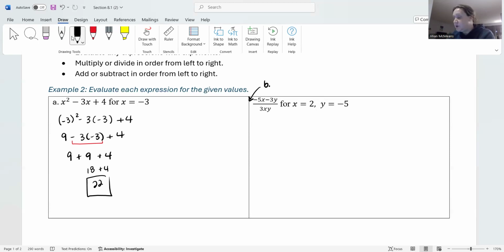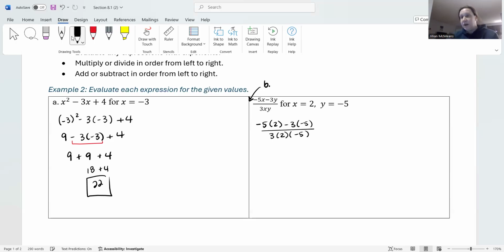So the first thing I'm going to do is rewrite the entire expression. Anywhere I see an x, I'm going to replace it with a 2. Anywhere I see a y, I'm going to replace it with a negative 5. So this is equal to negative 5 times x, which is 2, minus 3 times y, which is negative 5, all over 3 times x, which is still 2, times y, which is still negative 5.